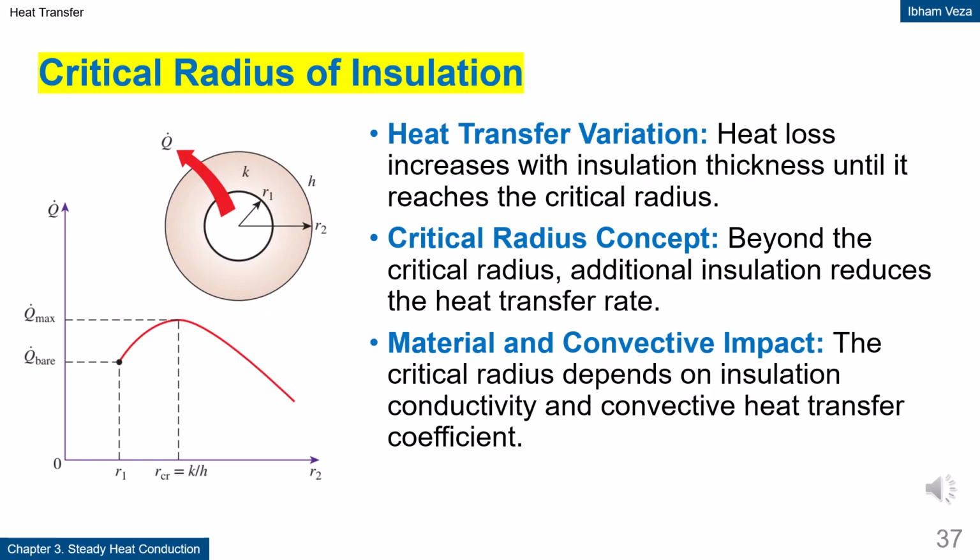Critical radius of insulation. Adding insulation to a pipe does not always immediately reduce heat loss. Up to a certain radius, heat loss may actually increase because the convective surface area increases faster. This radius is called the critical radius of insulation. Beyond the critical radius, adding insulation will reduce the heat transfer rate. The critical radius value depends on insulation conductivity and the convection coefficient.